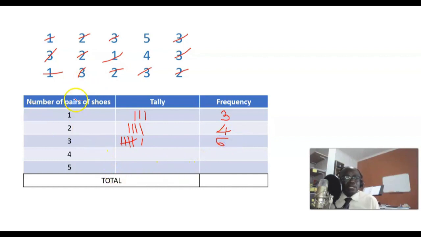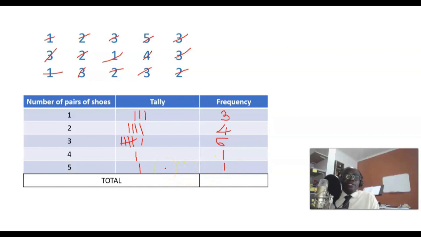How many said they have 4? Let's check. Okay, there is nothing in the first column, nothing here, nothing. There it is. Oh, okay, so only one said they have 4 pairs. So we write 1 there, and then we write 1 here also. How many said they have 5 pairs of shoes? Okay, only one. There's only 1, 5. So I'll write 1 tally stick, and I'll write the number 1 here.